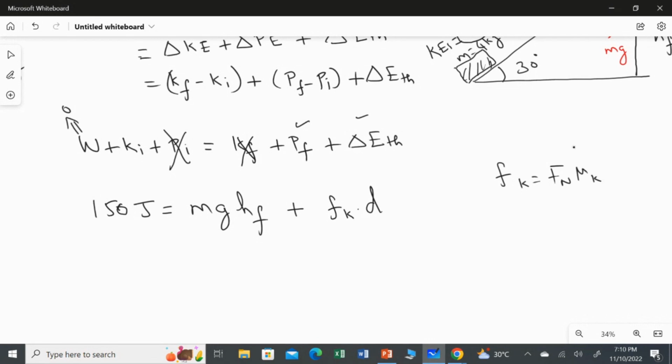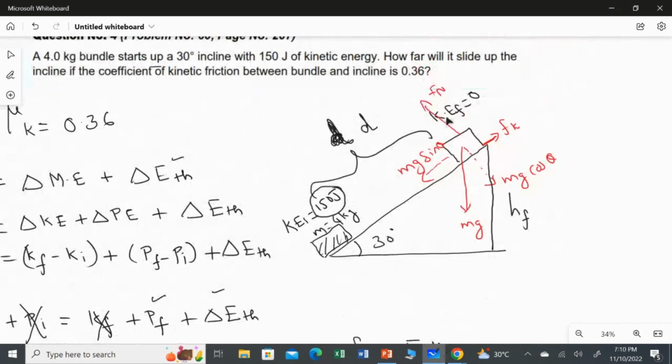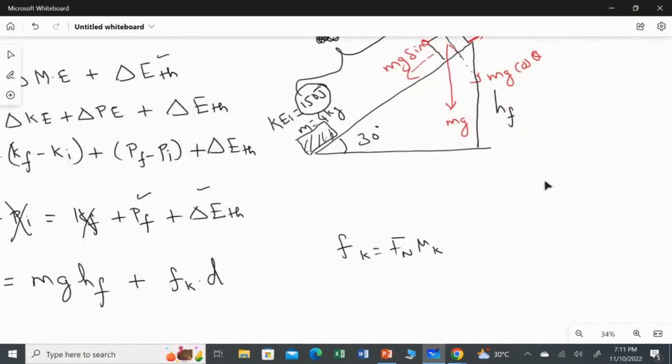And what is our Fn? You have to identify the normal force from the free body diagram. My normal force is exactly equal to the downward force. So my normal force Fn is exactly equal to mg cosine theta. I write this because the upward force is equal to the downward force.